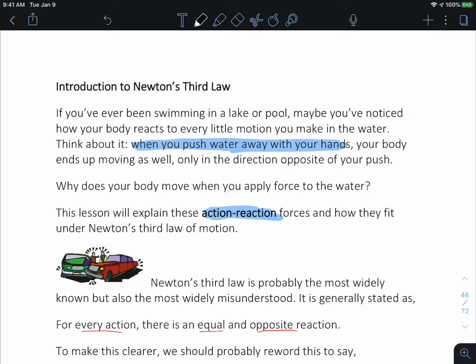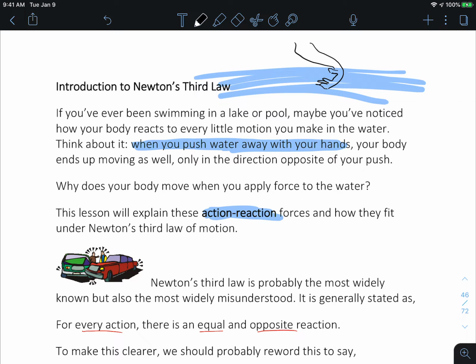So when we're in the pool and our hand is, hands are always hard to draw here. Okay, so this is my hand in the pool, and it's moving. I'm actually pushing on the water, right? This is my water here. I'm pushing on the water with my hand in the reverse direction, but for some reason, my body starts moving forward, and my body is accelerating in the forward direction. We said acceleration is a sign of force. So what this means is that when you apply a force in one direction, you also receive an equal and opposite force in the opposite direction.